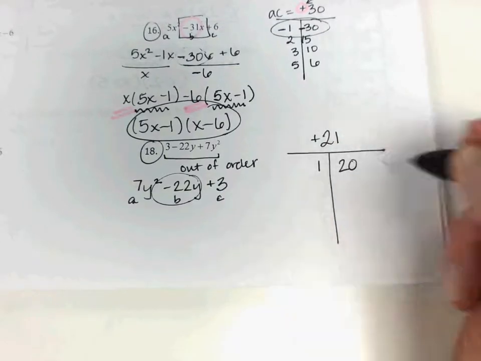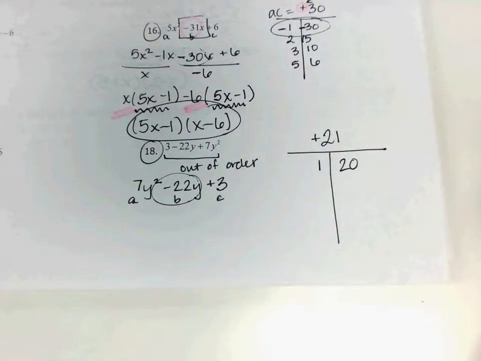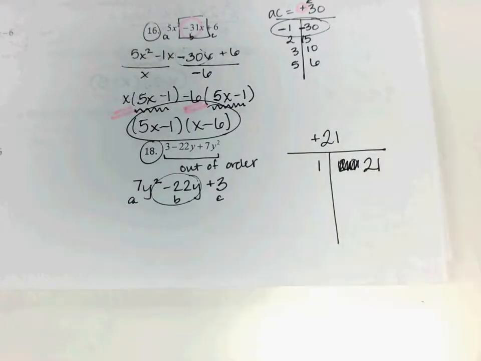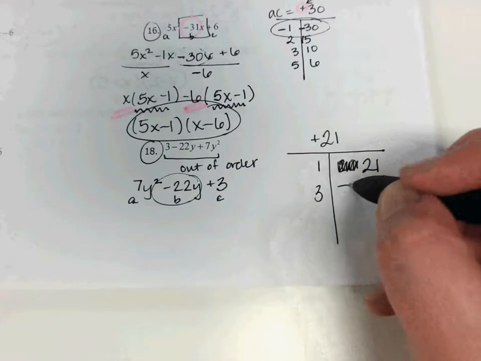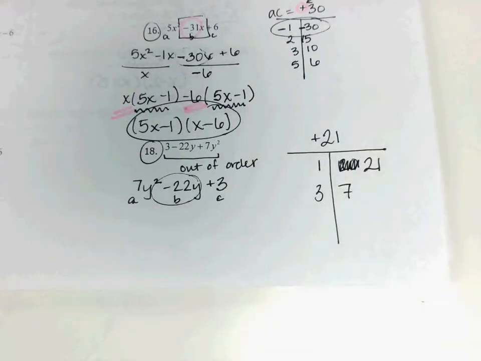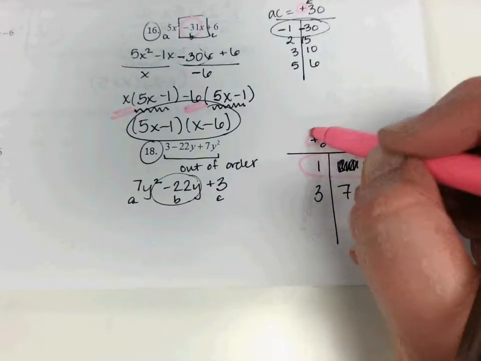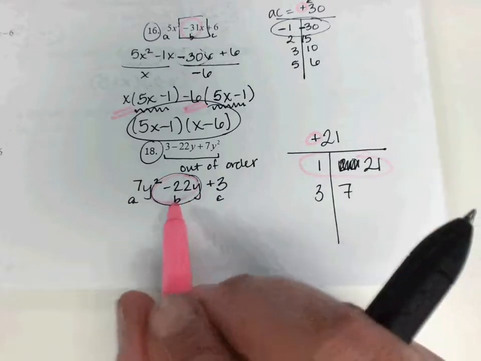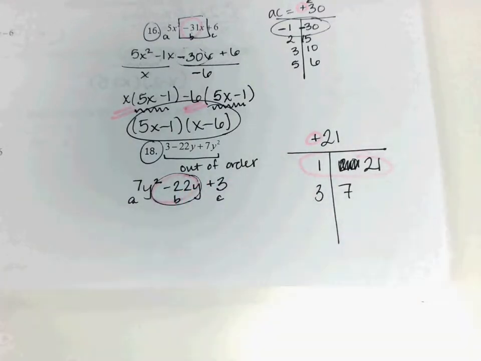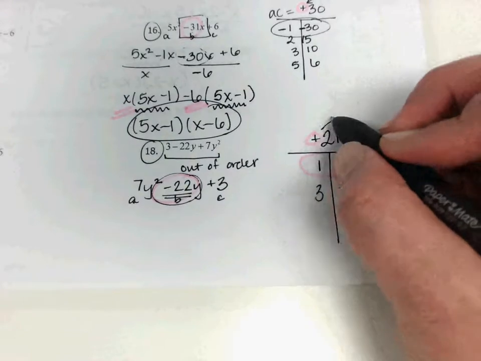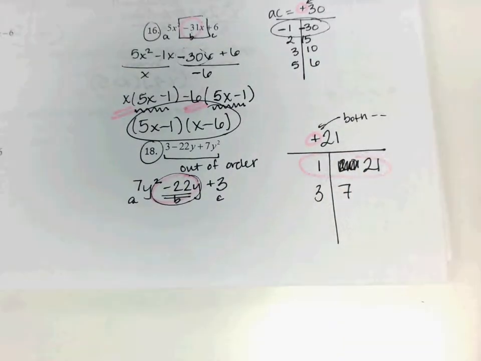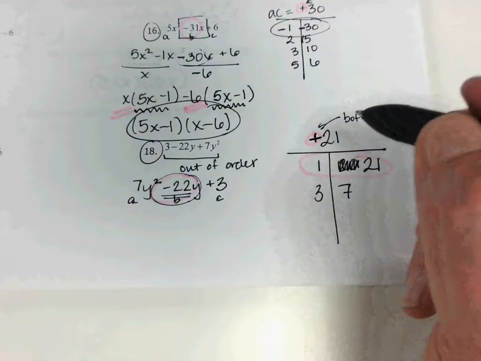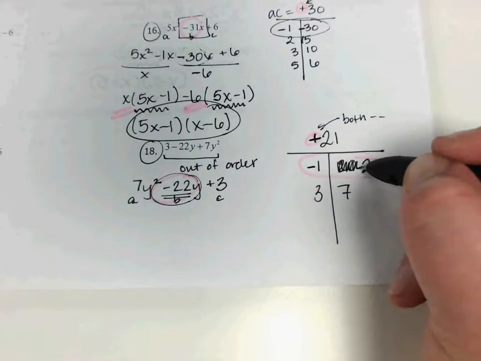Well, then 1 times 20 adds to 21. There are other partners. Hold on. It should be 1 times 21. And then the only other partner really is 3 times 7. But I know that I want these guys because I'm adding and I want to get a 22. So 1 and 21 add to give me 22. But just like last time, if this number's negative, they're going to have to both be negative so that those negatives, when I multiply, keep this 21 a positive. So I'll do -1 and -21.